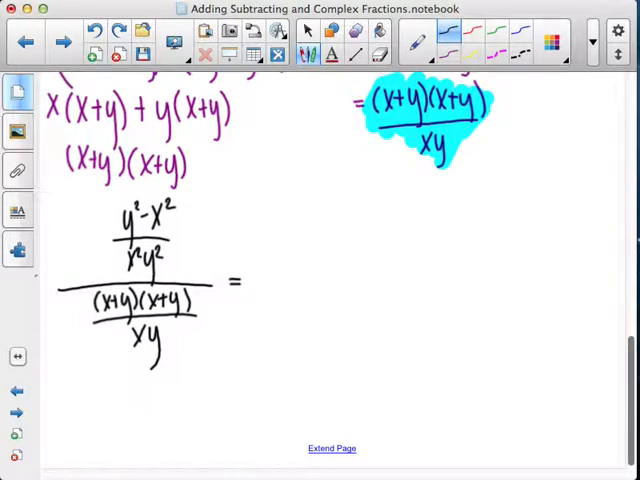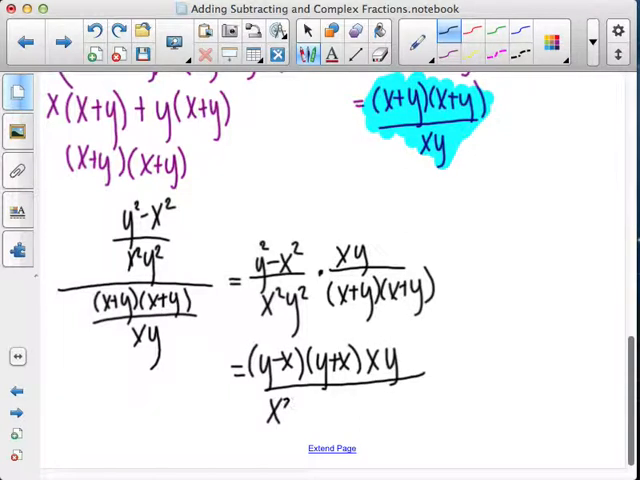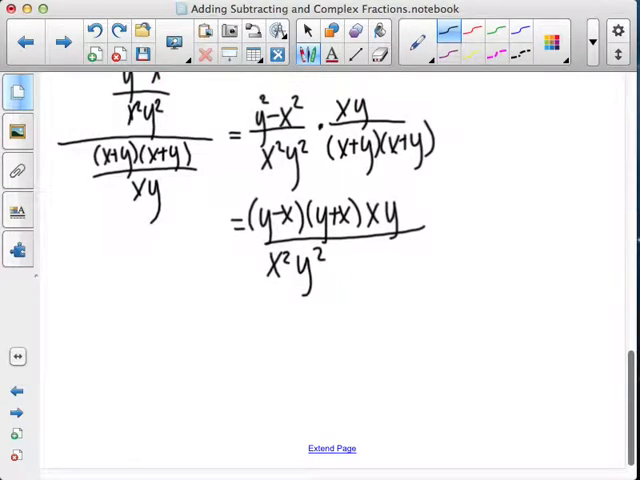Now I'm going to flip the denominator, multiply by the reciprocal, so I get y squared minus x squared over x squared y squared times xy over x plus y times x plus y. Now this part on the top is a difference of squares, so that's y minus x times y plus x times xy all over x squared y squared, x plus y, x plus y.